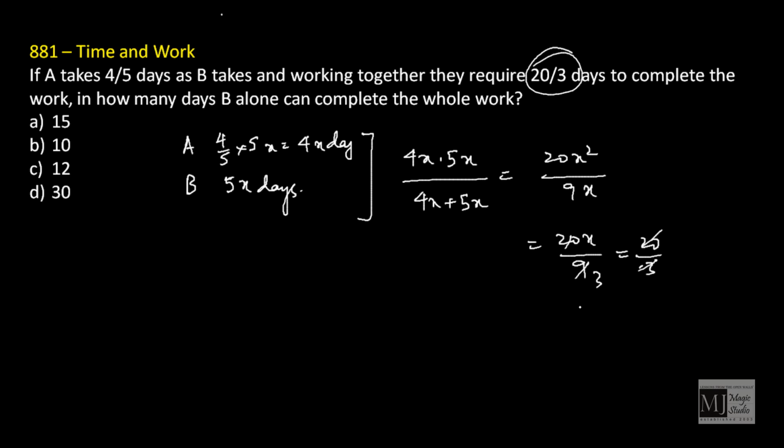Therefore x is equal to 3. Then A is taking 4 into 3, that is 12 days, and B should take 15 days. So in how many days B alone can complete the work? B alone can complete the work in 15 days.